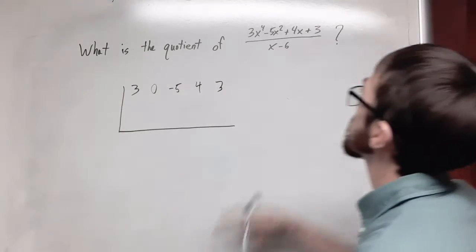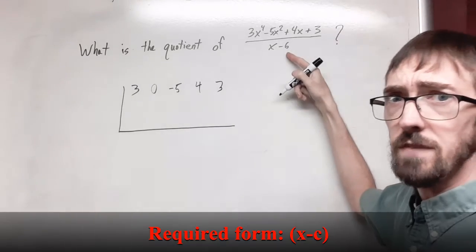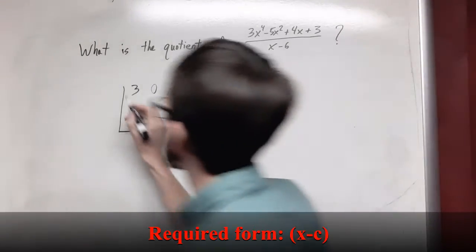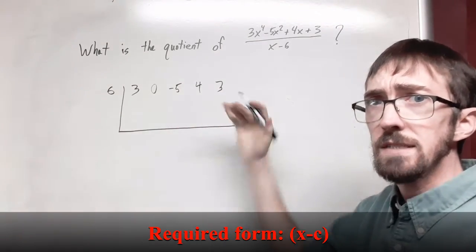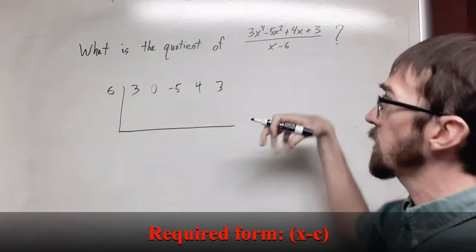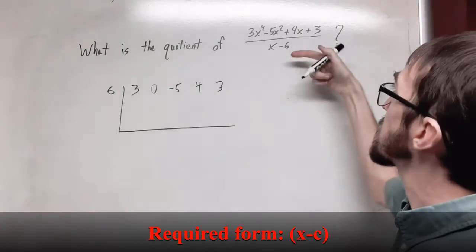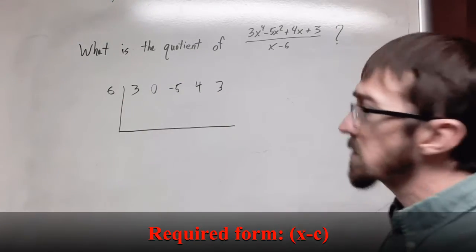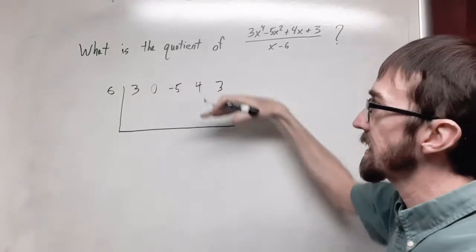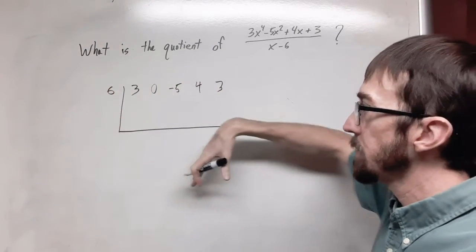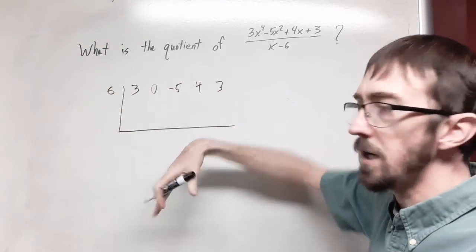On the outside here, we are writing just the c value here. So this is 6, that's positive. Remember, the form showed x minus c. So c is whatever is being subtracted from x, which is 6. So this is our setup. Inside the synthetic bracket, we are always adding. Outside, coming around the corner, we're always multiplying.